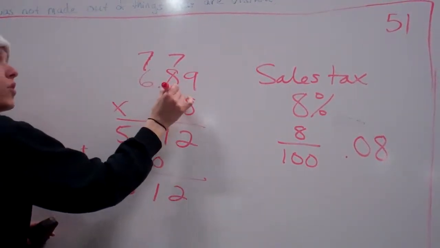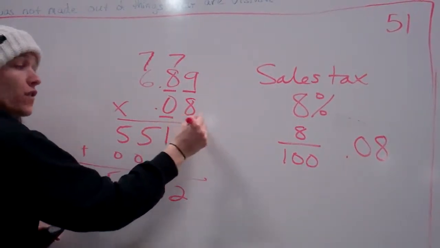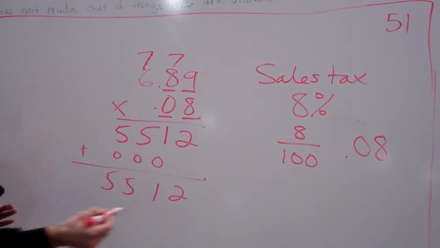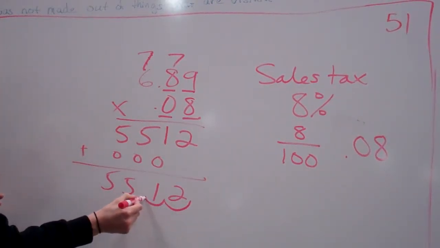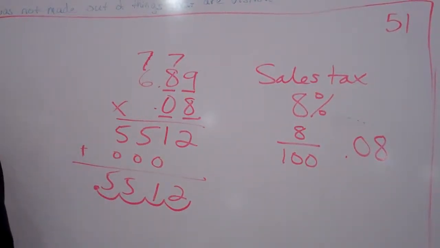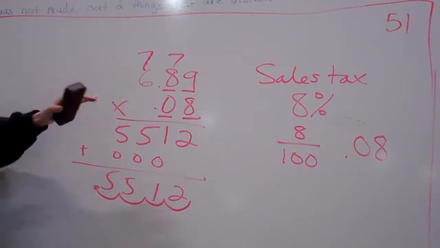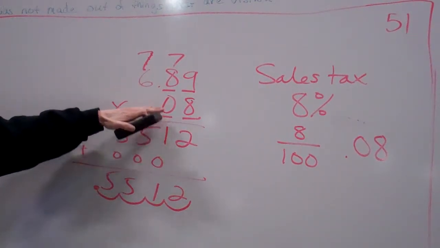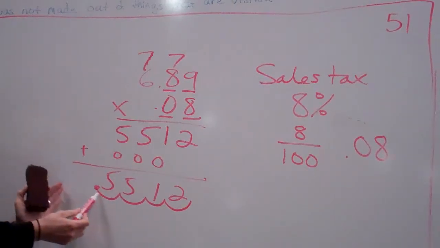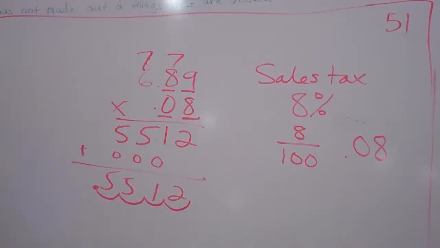There are 1, 2, 3, 4 spaces after the decimal, right? So I'm going to start right here and go 1, 2, 3, 4. Now, there's a problem with this because we're not used to working with money like this. So we're wanting to know how much 8% of this is. So when we're working with money, how many spaces can I go after the decimal? 2. Okay, so I need to stop it after that.